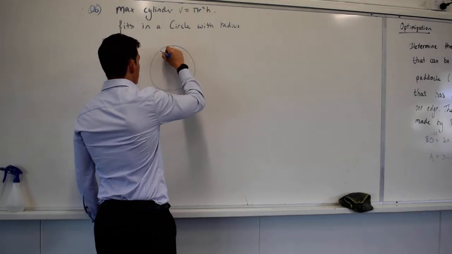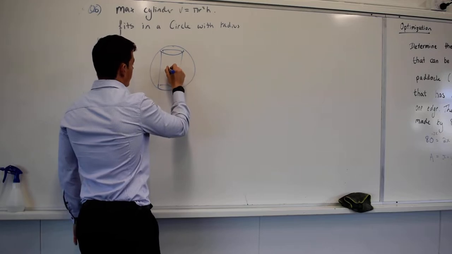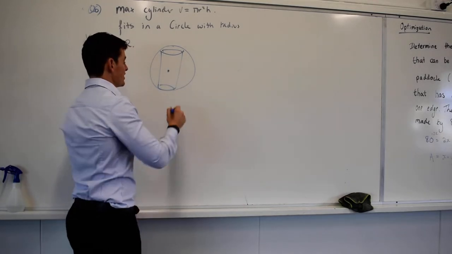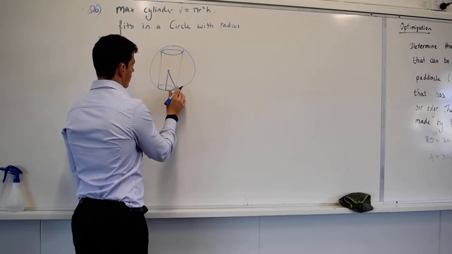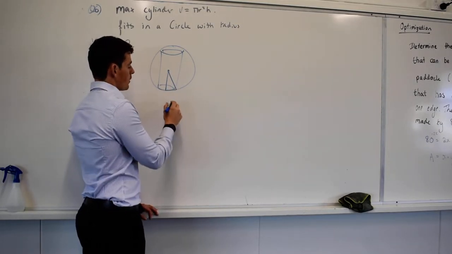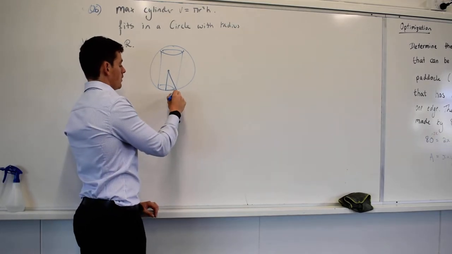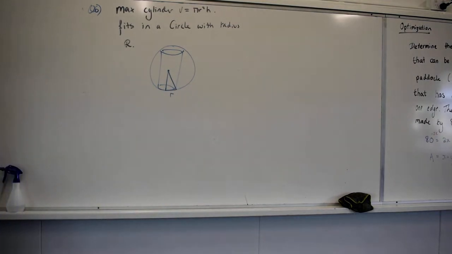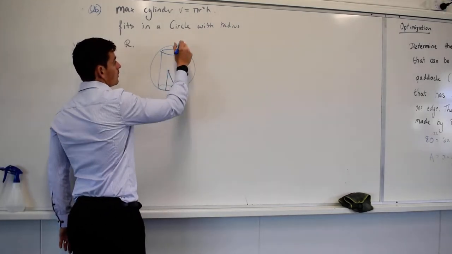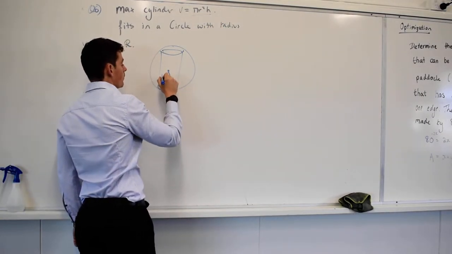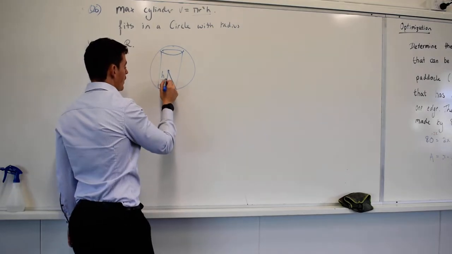So if this is my circle, my cylinder's going to sit in it something like this. And if I pick a point in the middle of my cylinder, what does the bottom equal? What's that equal to? That's the radius of my cylinder, correct? What's this line here equal? Look at that equation. Is it the full height of my cylinder? No, half height. Half of my height, correct?